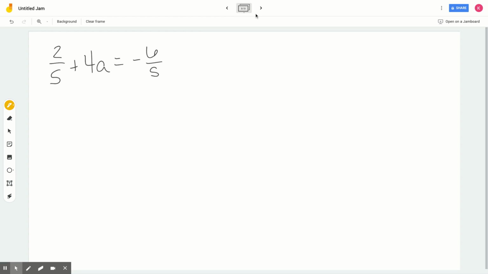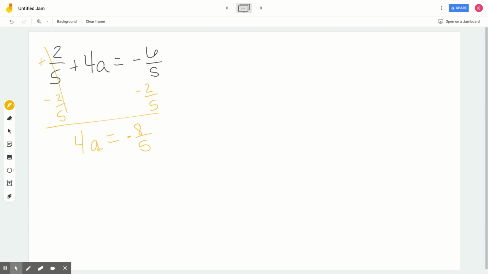All right, last one for today. 2/5 plus 4A equals negative 6/5. So we can start here. This is a positive 2/5, and the opposite is to subtract, or a negative 2/5. These have the same denominator, so we don't have to find a common one. So 4A equals, same sign, so we add: 6 and 2 is 8. Keep the denominator of the 5 and keep the sign, so negative 8/5.